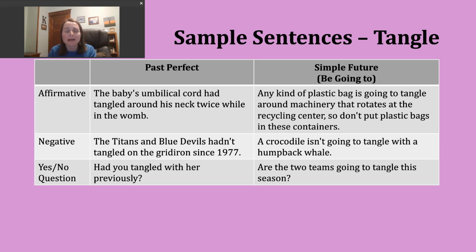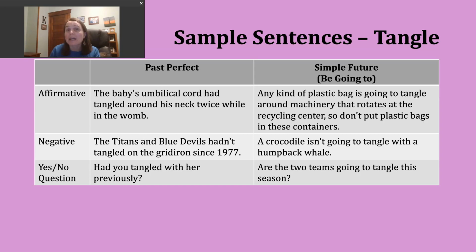Now, let's take a look at a negative past perfect sentence. To do this, again, you start with your subject, use had, not, and then the participle form of the verb. Here's an example of this. The Titans and Blue Devils hadn't tangled on the gridiron since 1977. So in this sentence, gridiron might be kind of a new term, but it's frequently used in American football to refer to the playing field or the playing surface there. So here, this sentence is describing two teams that hadn't played each other. So that idea of competing against one another.